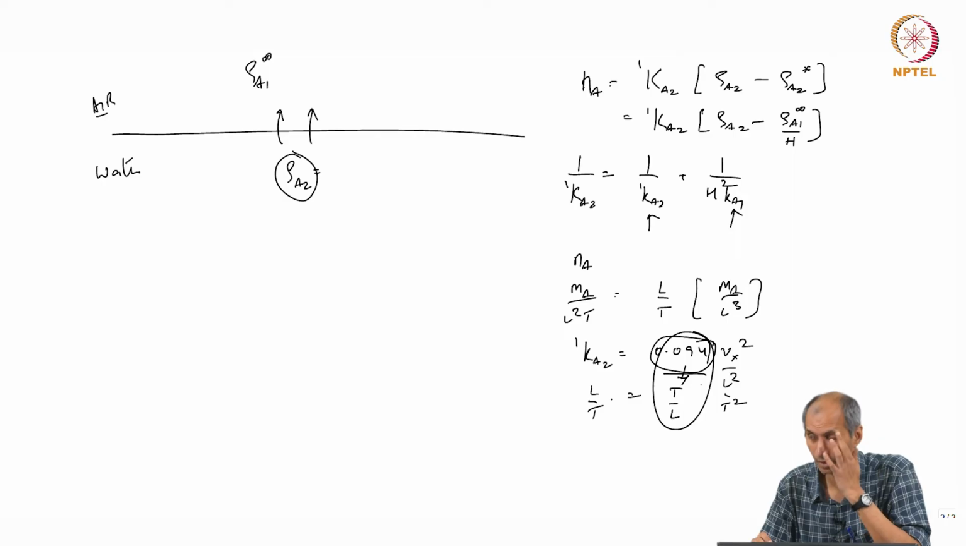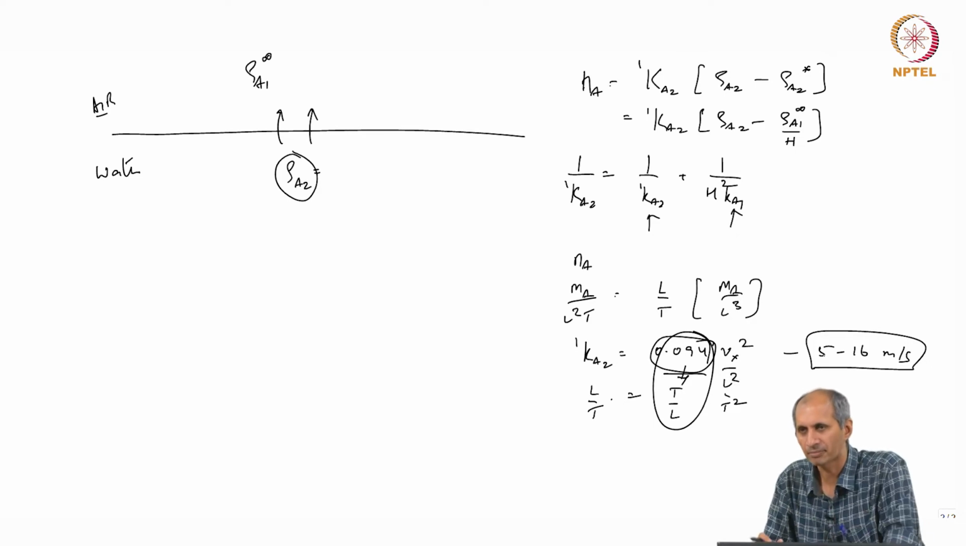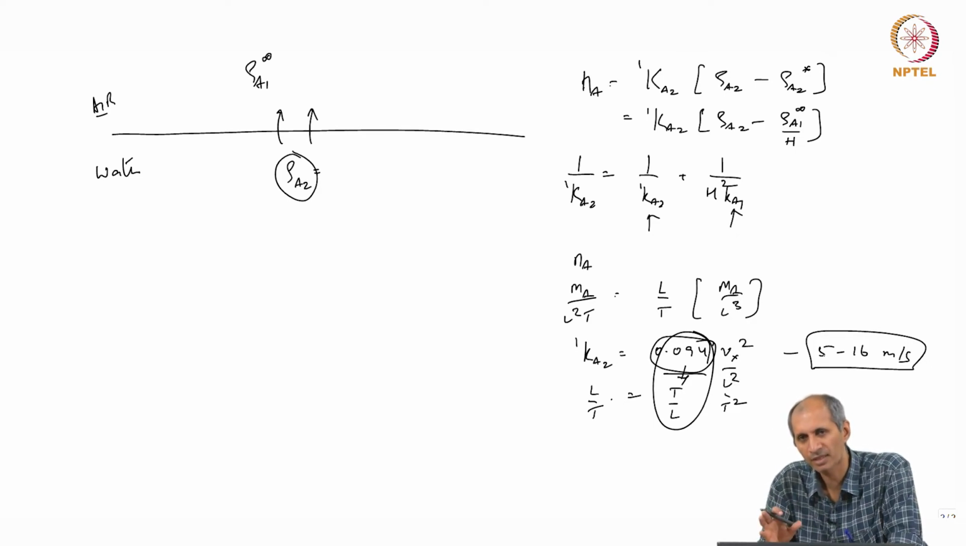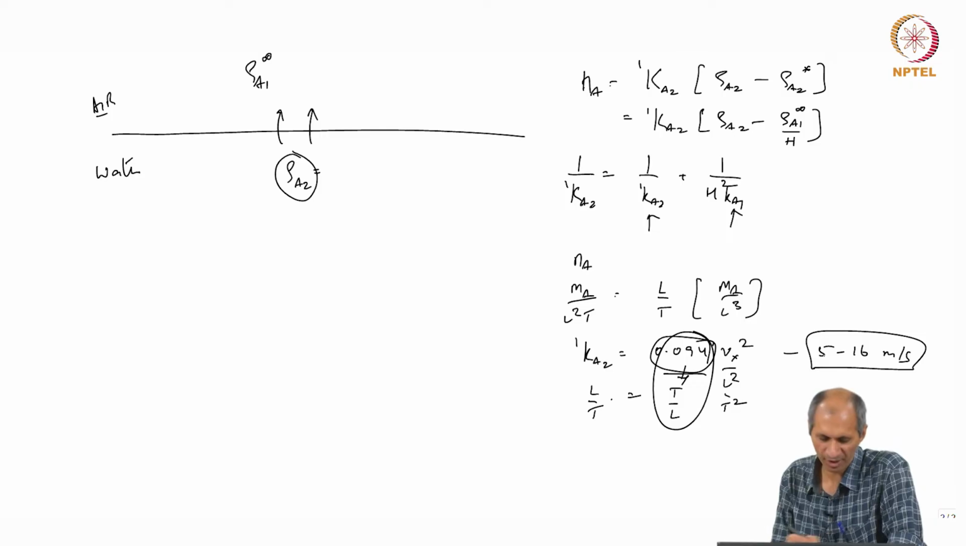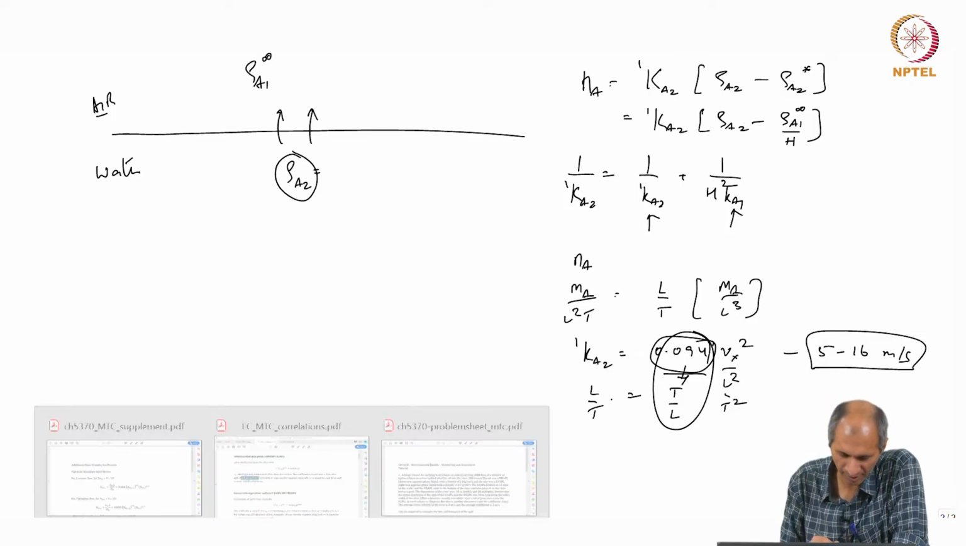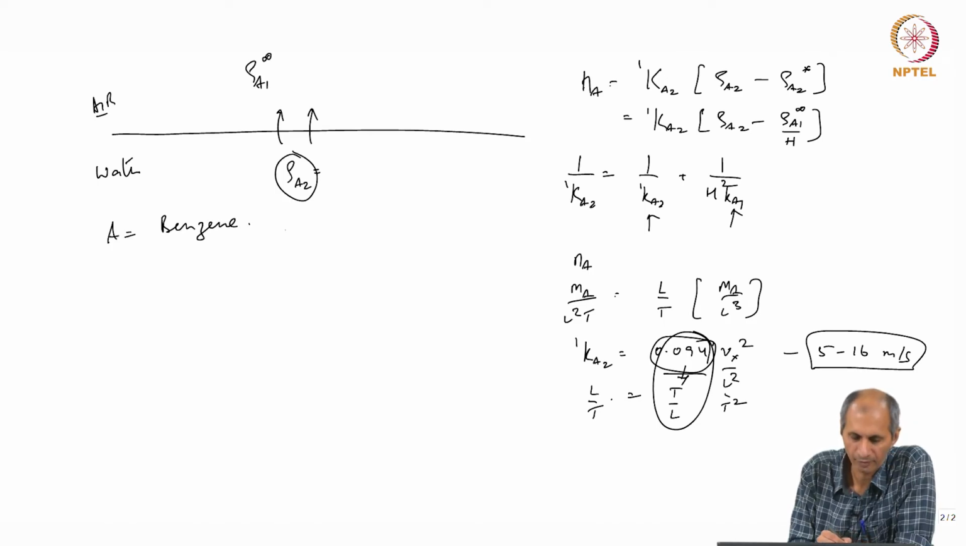So, this is a correlation meant for ethyl ether and for the conditions of velocity, wind speed that they have given. It says 5 to 16 meters per second, and that is all. If your velocity is below that, it may not apply. You have to take it with a bit of suspicion that it may not be accurate at all. In most of these cases we do the best we can, that is why it is called an estimate. So, let us say that our A is benzene, which has a molecular weight of 78.